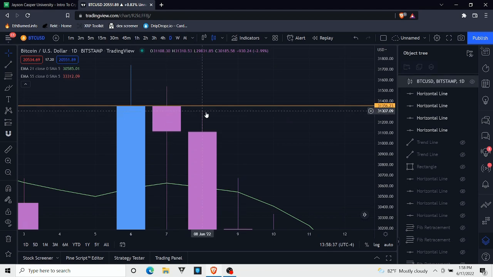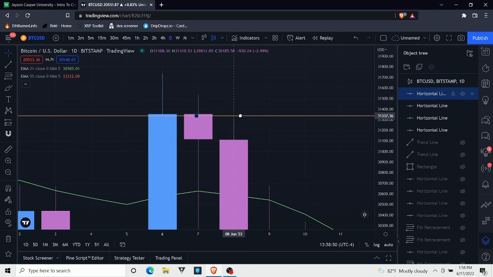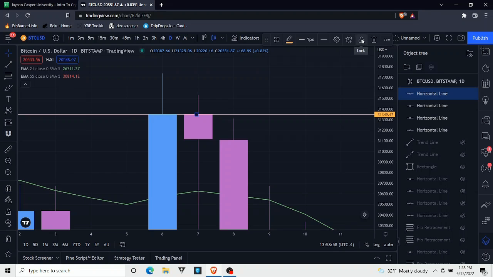So another thing that you can do to make these levels more accurate is I just take the magnifying tool, zoom in on this level, and then try to line up this line as perfectly as you can with the closes of these candles. That is how you're going to get the most accurate levels. And then once you have it perfectly lined up, so you don't accidentally move it later, you can lock it, and then you cannot move this anymore.